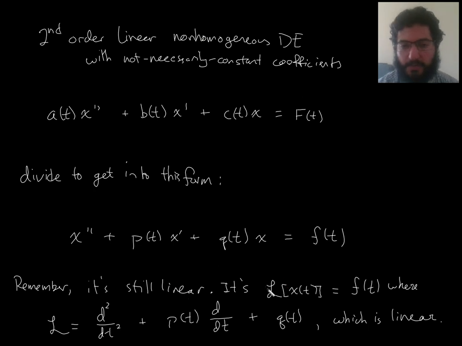Again, what I mean by linear is that it's a linear operator being applied to x, showing up on the left-hand side, with just some vector function in this case showing up on the right-hand side. So in this case, the linear operator being applied to x on the left-hand side is take 2 derivatives, that's what's being done to x there, take 1 derivative and then multiply by the function p, that's what's being done there, and just multiply by the function q, that's what's being done there.